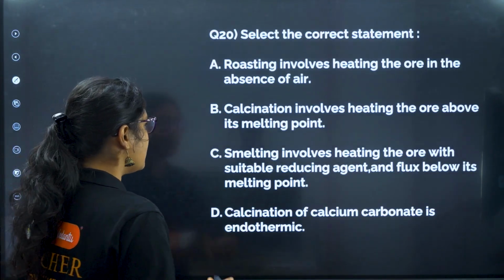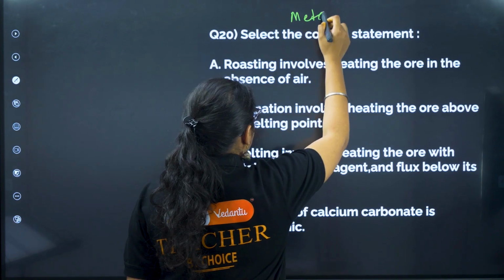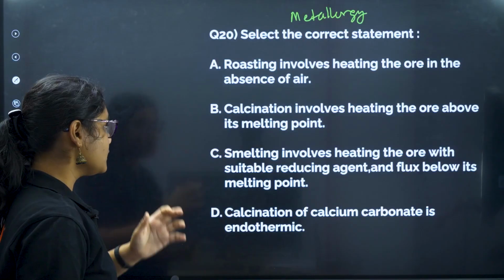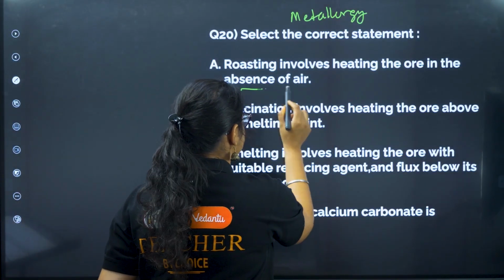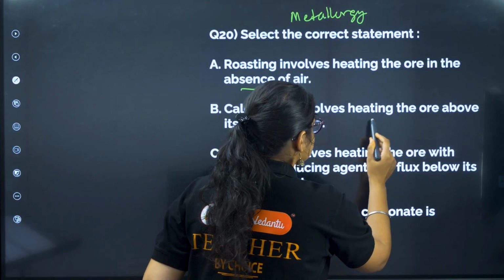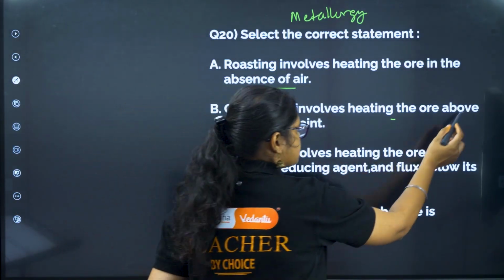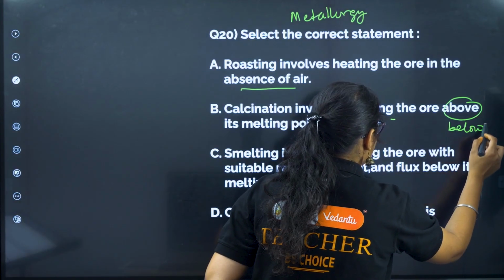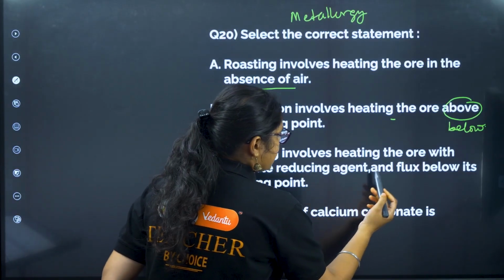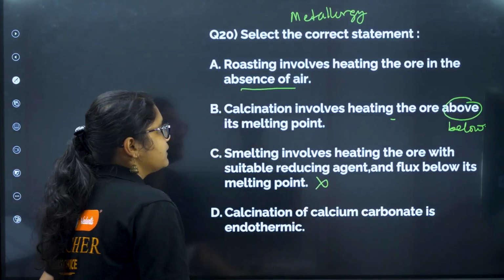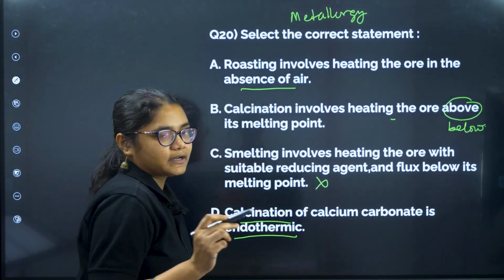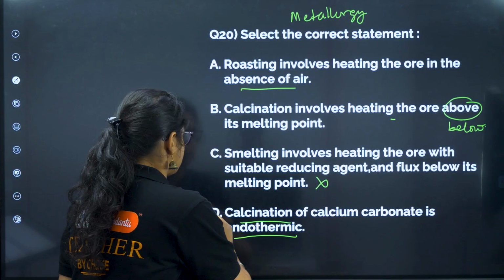Next. Again, this question is from metallurgy. We have to select the correct statement. Roasting involves heating the ore in the absence of air. This is incorrect because it happens in the presence of air. Next, calcination involves heating of the ore above its melting point. This is also wrong, it is below the melting point. And then smelting involves heating the ore with a suitable reducing agent and flux below its melting point. This statement is also incorrect. Now, calcination of calcium carbonate is endothermic. This is the correct statement. So the correct answer for this question is option number D.